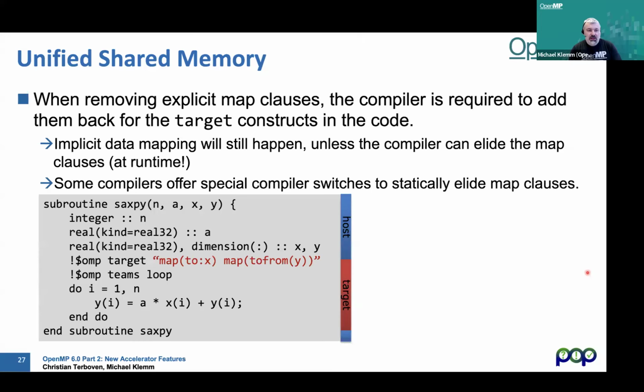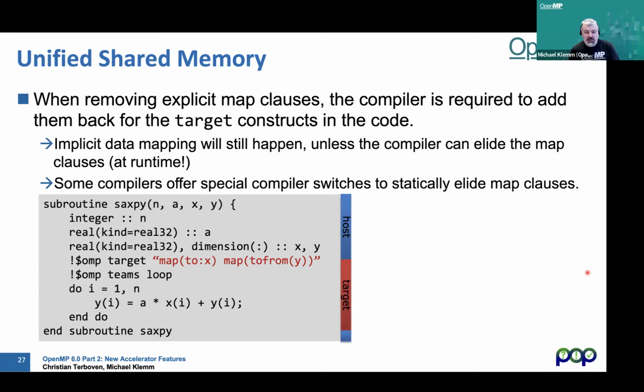Some compilers can actually look at those map clauses and try to elide them. So for instance, LLVM has a feature in the underlying OpenMP runtime to detect USM mode. And if it does so at runtime, the effect of those map clauses is elided, but they are still there, right? They still do some reference counting and some other bookkeeping under the hood. So they're not completely gone. It's just that the memory transfer effect is elided, but the semantics of the map clauses are still sort of there.